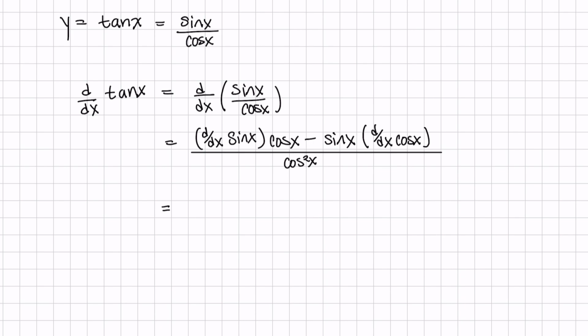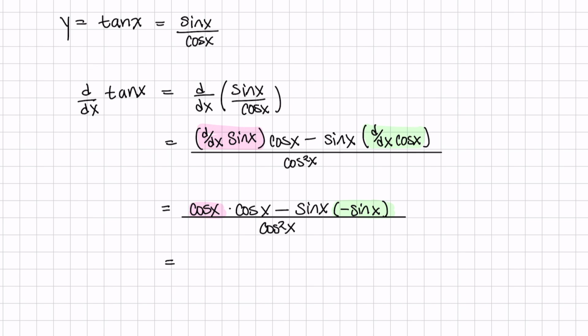Okay, so first let's evaluate the derivative of sine x. Those of you in my calculus course should have just seen this in a previous example. So the derivative of sine x is cosine x. And we're going to multiply that to cosine x, subtract sine x, and then we want the derivative with respect to x of cosine x. Well, that's equal to negative sine x. And then this entire quantity we're dividing by cosine squared x.